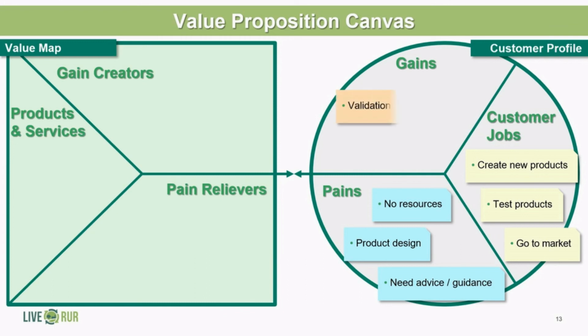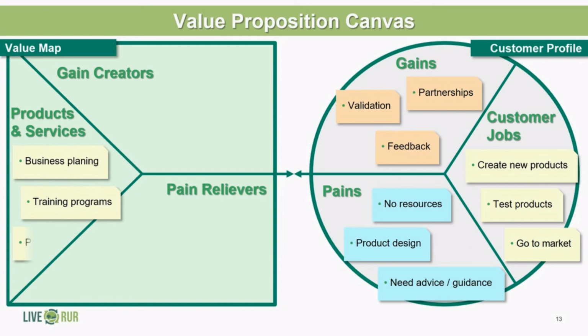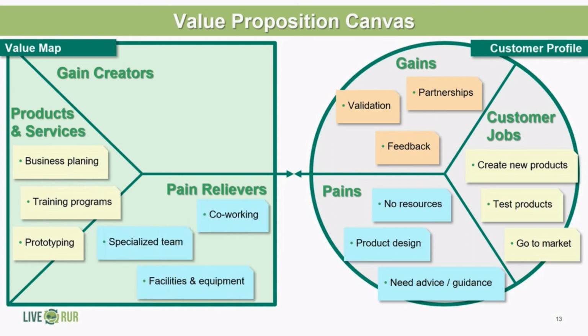They are looking for partners that help them validate their projects, place their products in the right channels, but they also hope to get informed feedback in order to improve what they are doing. According to this customer profile, we can understand that the Azores Living Lab should be providing business planning services, training programs, and prototyping systems. Since Tarinov is a science and technology park, its co-working model, its specialized team, and its facilities and equipment can aid the Living Lab users in eliminating or reducing their pains.